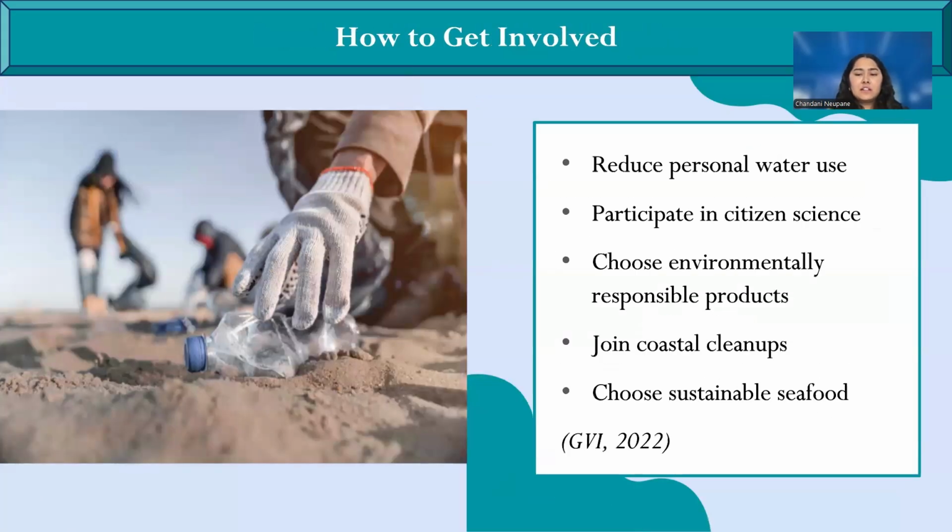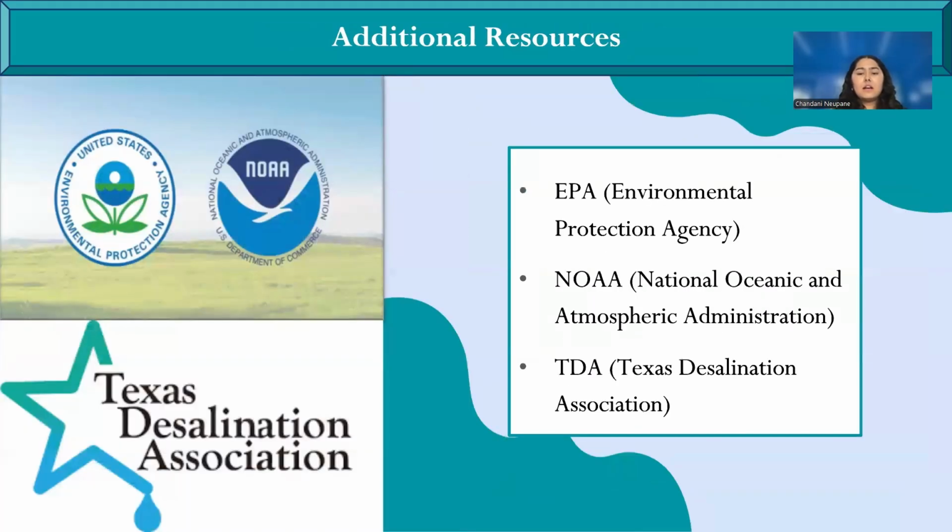The challenges of desalination and water scarcity can feel overwhelming, but change starts with collective action. So here are some ways you can get involved. You can find more information through these organizations. The EPA has data on water quality standards and federal regulations. With the NOAA, you can learn more about marine ecosystem health and climate impacts. And with the TDA, it offers local insights into how desalination is being implemented here in Texas.